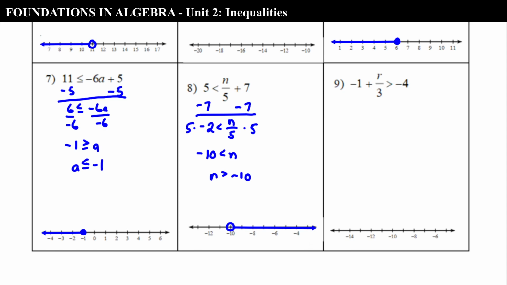And for our final example, we are going to add 1 to each side first. Let me see if I can make that line a little bit straighter. That leaves us with r over 3 on this side. We have negative 3 on this side, and then we multiply each side by 3. So r is greater than negative 9. So we are going to have an open dot at negative 9, and we are going to shade to the right because we are greater than.